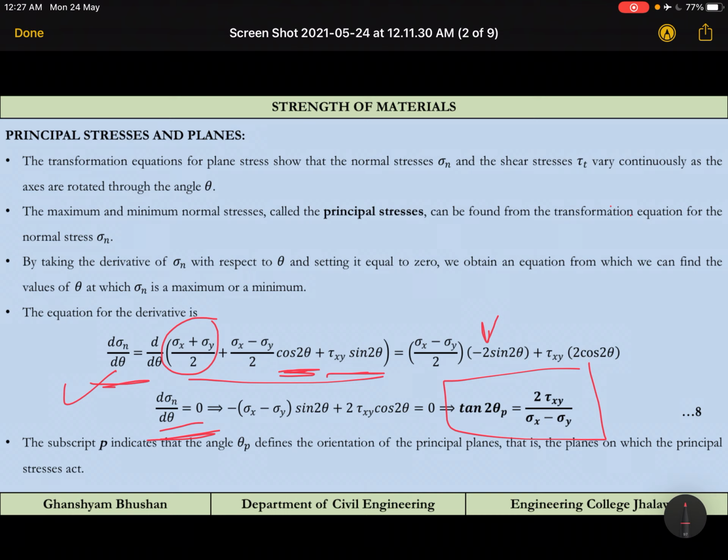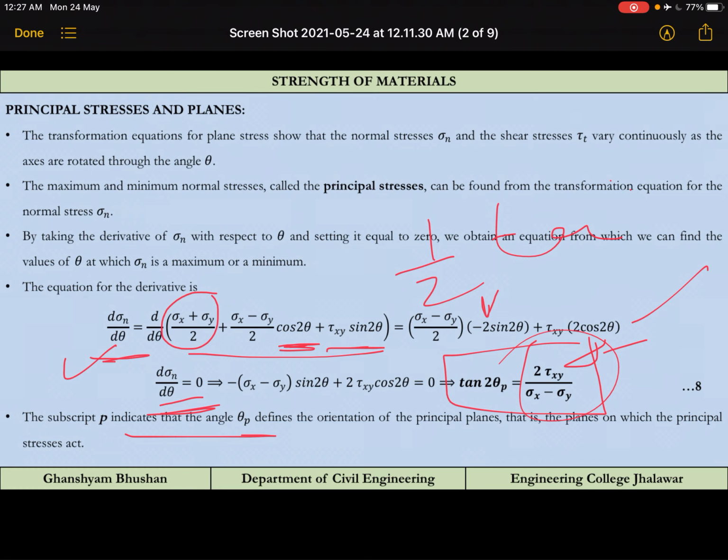The subscript p indicates that θp defines the orientation of the principal planes, that is, the planes on which the principal stresses act. So from here you can calculate θp. It will be half of tan inverse of this whole value. So this is the angle of the plane on which the stresses are maximum. I hope this is clear up to here.